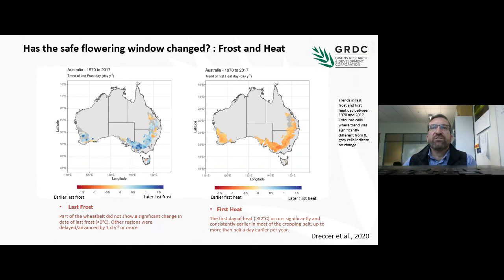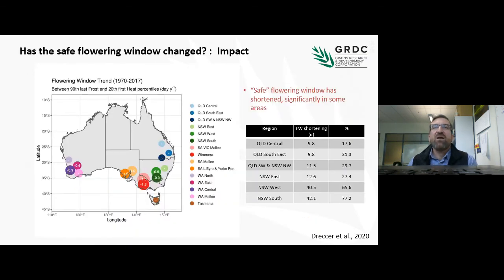And she's actually quantified the impact of that on the flowering window using APSIM model simulations as well, and has shown that there is variation across the country. But if you looked at the frost window for, say, the Central Queensland region, it's shortened by almost 10 days, which represents about a 17% reduction in the flowering window. And you can see that in the New South Wales areas, there have been some dramatic shortenings of the flowering window, upwards of that sort of 27% reduction.